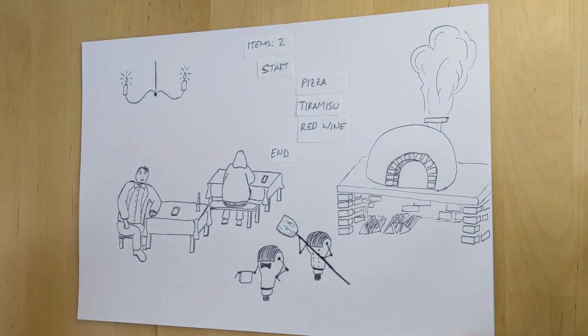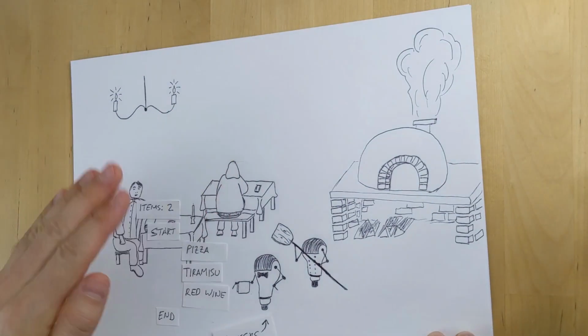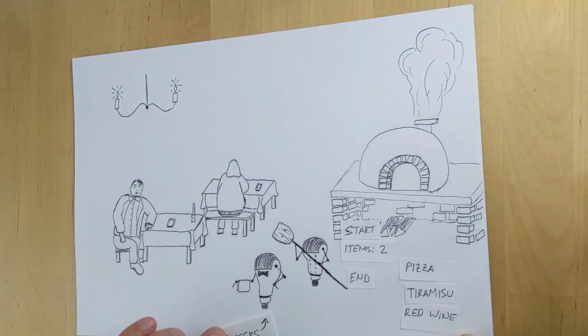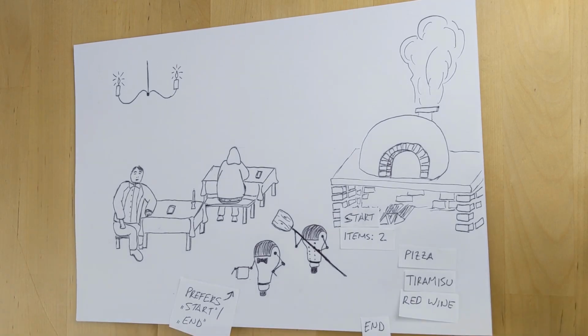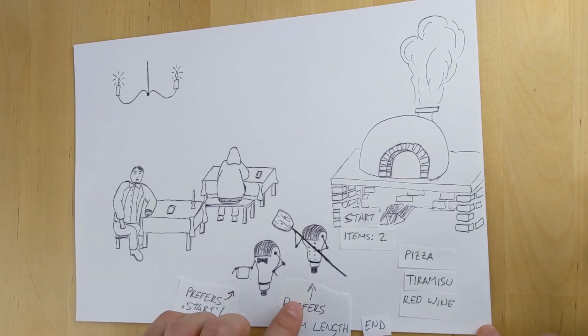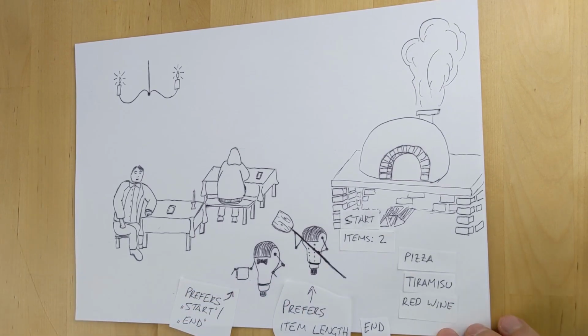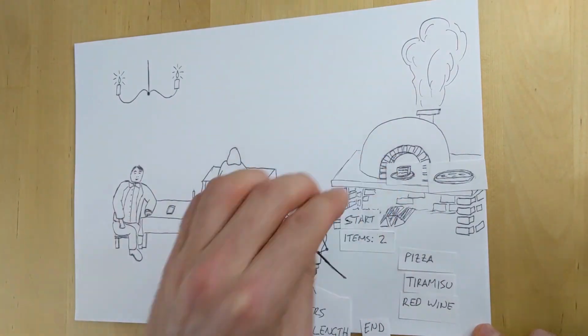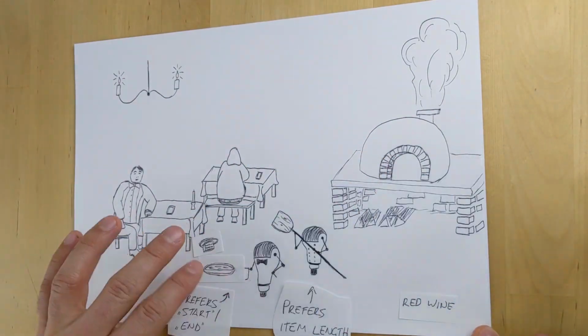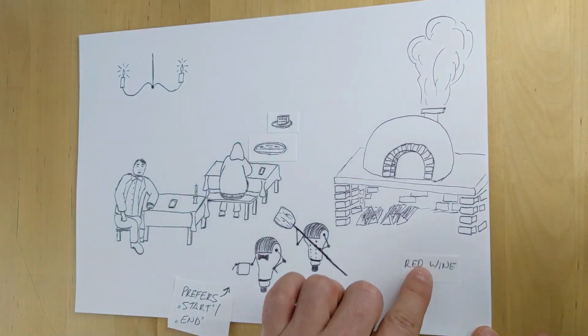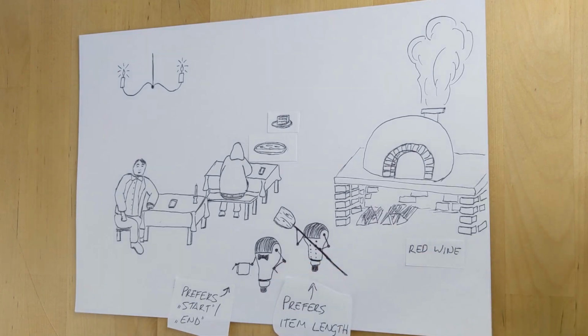Now the pizza operators made a mistake. The waiter waits until the end of order and forwards all items to the cook. So he prefers start and end of order over item length. However, the cook prefers item length, so he sees, oh, there are two items to prepare, and sends them back to the waiter who serves them. The last item remains on the cook's to-do list.